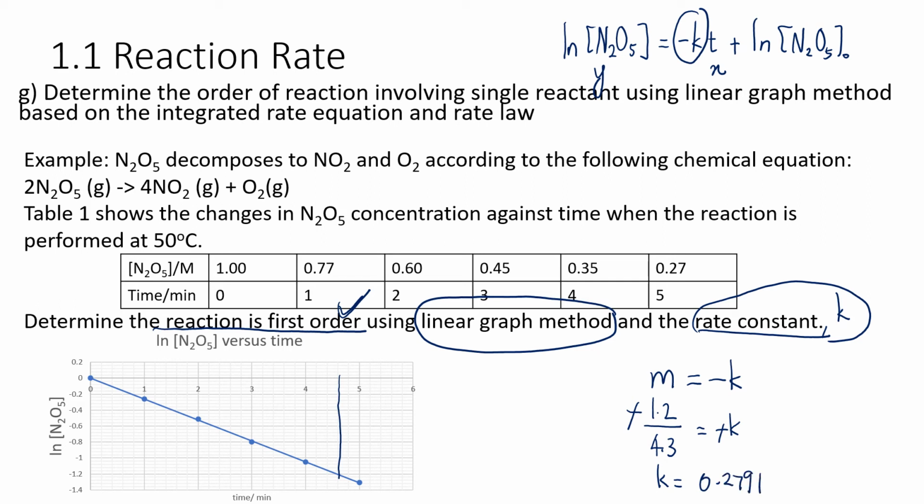0.2791. And what is the unit for the first order reaction? It should be per time, and the unit for the time here is minute, so therefore the unit will be per minute. So this is how we use the linear graph method to determine the order of the reaction, and then we use the linear graph to determine the rate constant of a reaction.